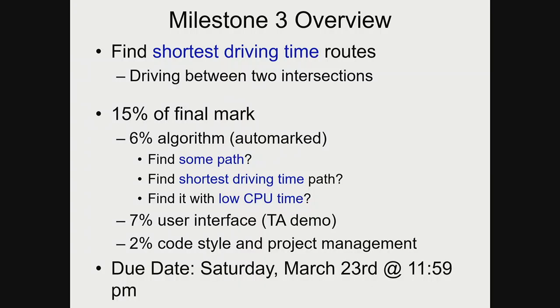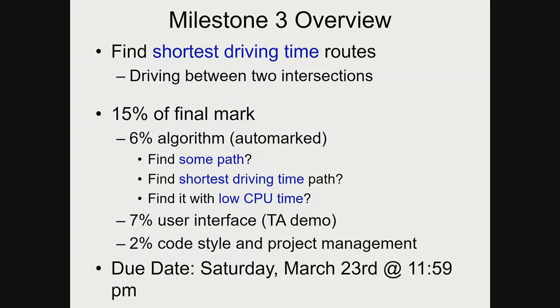The second portion of the milestone is more user interface, like you did in M2, and we're going to talk in a bit about what you need to do there. The milestone is worth 15%. 6% comes from the unit tests, similar to M1, where we test you again for functionality, robustness, and performance. We want to make sure that you find at least a path, which everyone should get, that the path is the shortest driving time, and that you do it with the lowest CPU time possible.